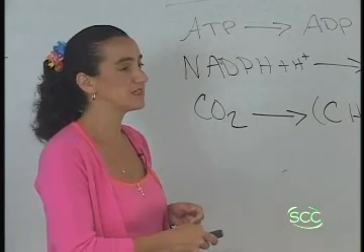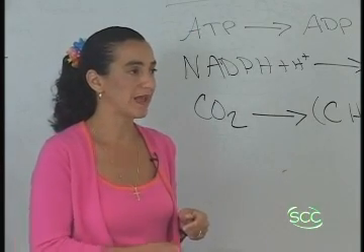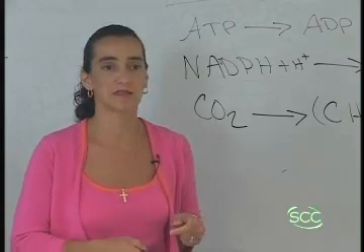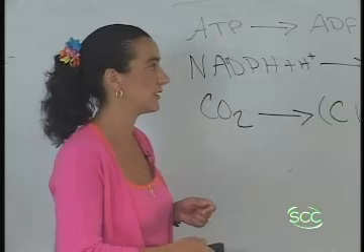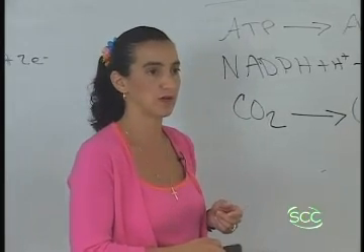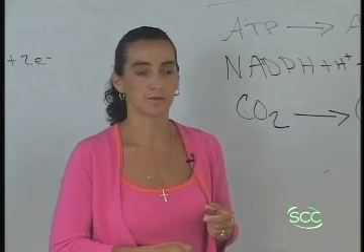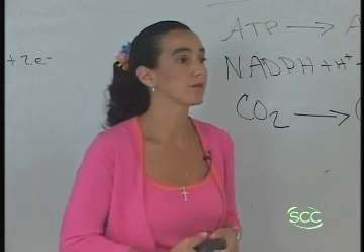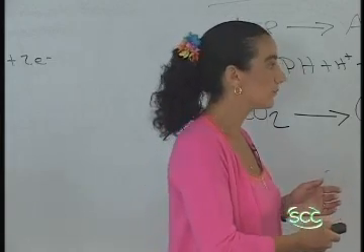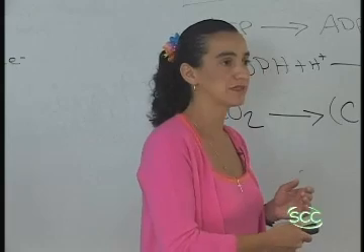ATP comes in, donates its phosphate group, phosphorylates the 3-phosphoglycerate to 1,3-bisphosphoglycerate. Bis meaning 2 phosphates. Okay? So you have 6 of the 1,3-bisphosphoglycerate. We have 6 1,3-bisphosphoglycerate.